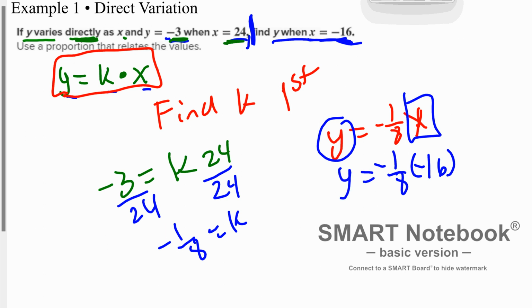So they'll always give you enough variables in order to solve for k, and then they'll give you some more variables after you find k in order to find a different one. Okay, so now I can just multiply this. That'd be y equals 2. It kind of looks like a z there, but it's just y equals 2.